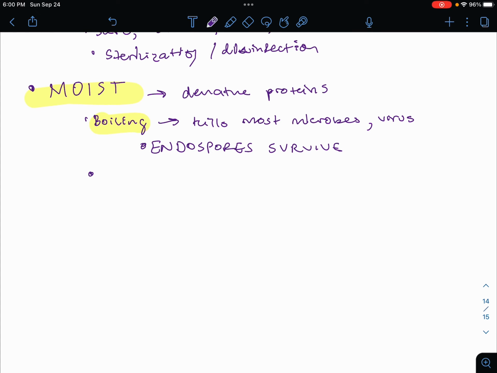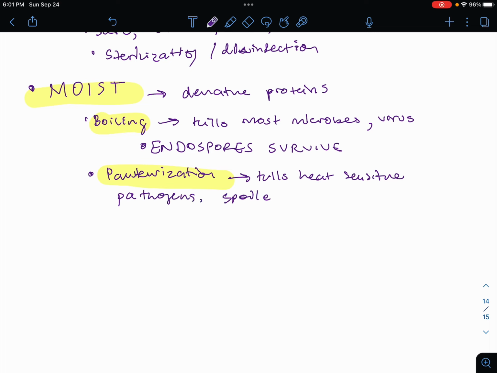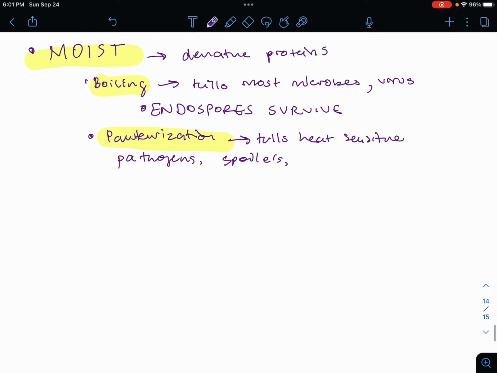Pasteurization is another type of moist heat. This is the brief heating to destroy heat-sensitive pathogens, as well as spoilage organisms. So spoilers, I guess you could just call them spoilers. This is of course used for milk, beer, straw milk carton.